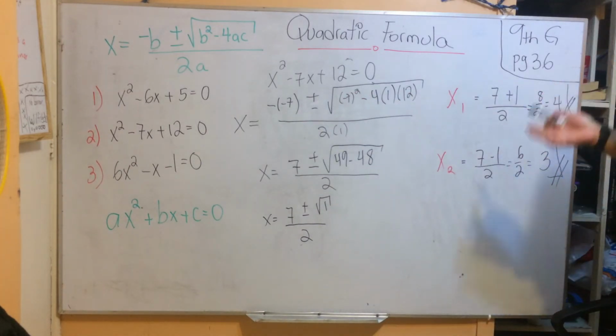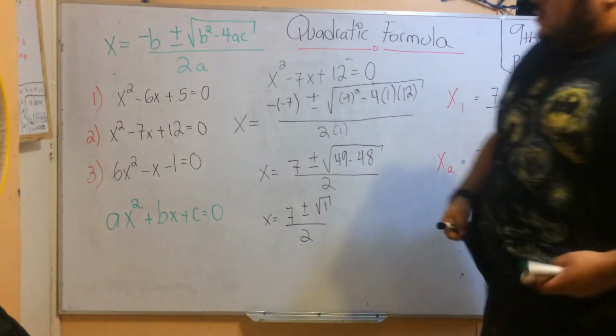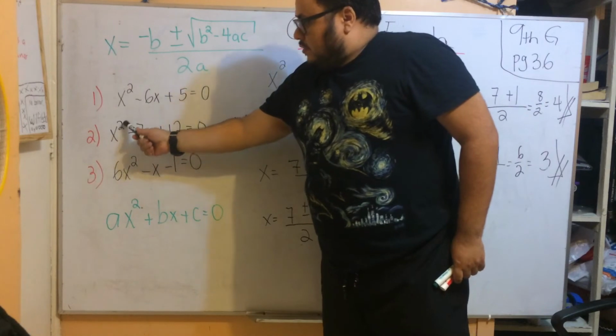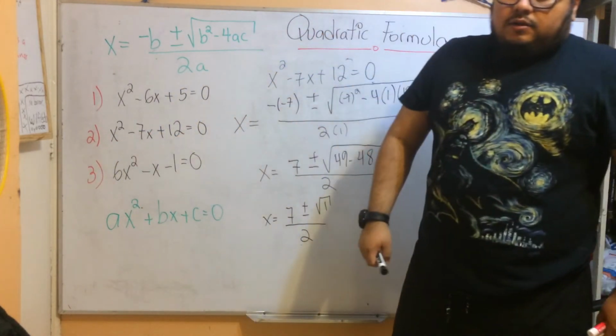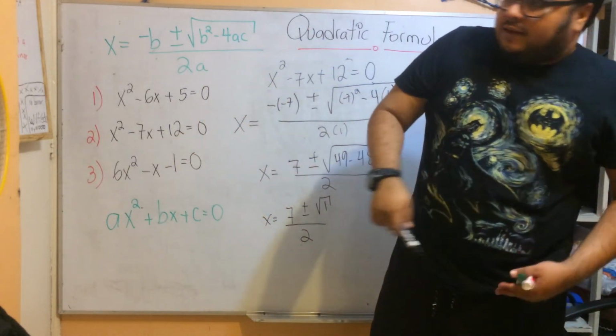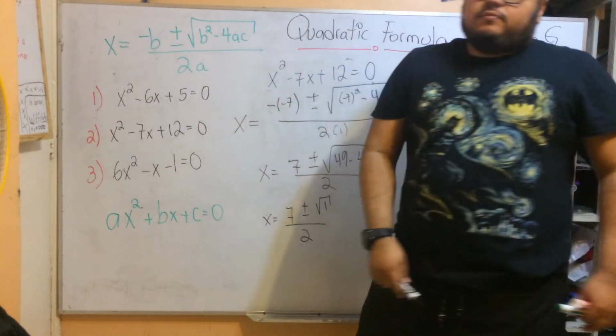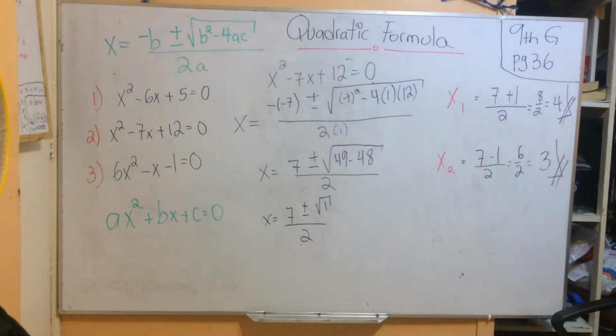Okay, and let's check. Let's bring 3 to the original equation. So we have 3 squared, 9. 7 times 3, 21. So 9 minus 21 is negative 12, plus 12 equals 0. Okay, so this is how we know that our answer is correct. Perfect. Let's do number 3.